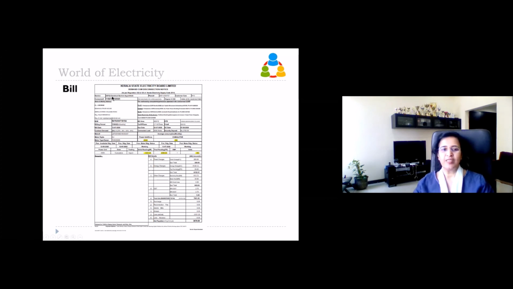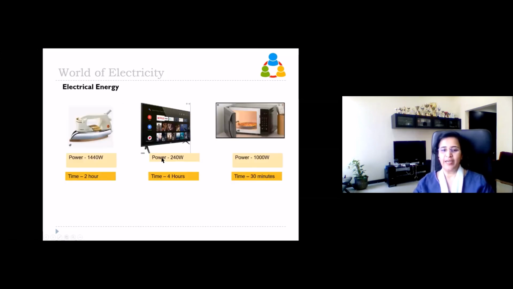So it is for this home. This is my home in India, Kerala. In this one, they're saying that I have used 863 kilowatt hour. Okay, so let us see what it means.